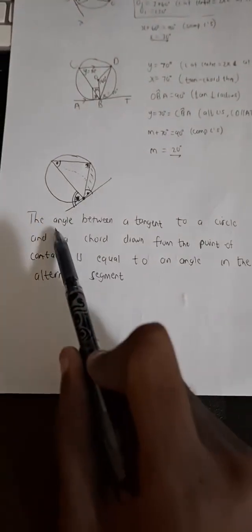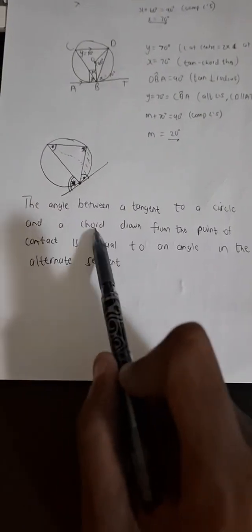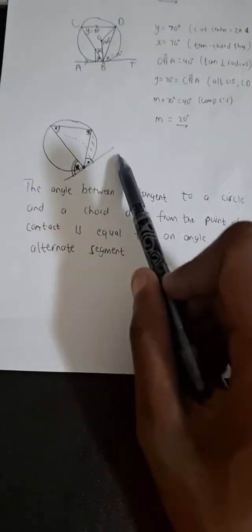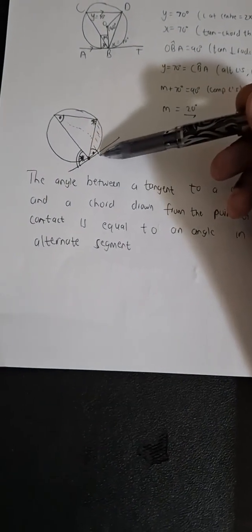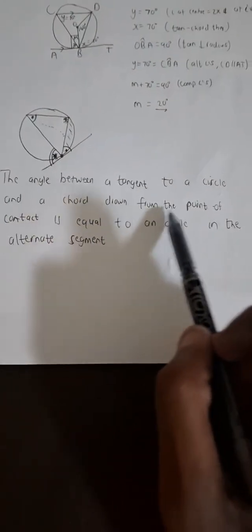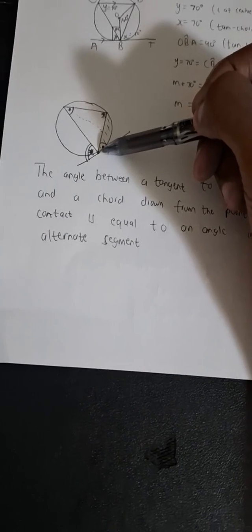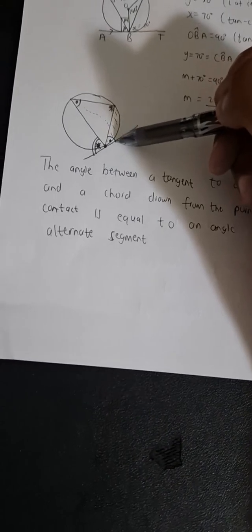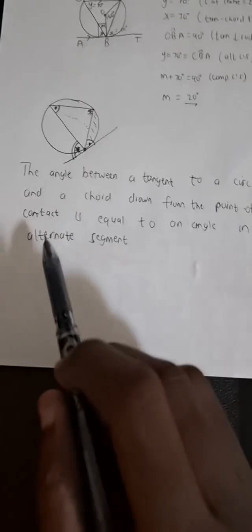Karabo. The angle between a tangent to a circle and a chord. Which angle? An angle there between this tangent and this chord, that angle. Then the angle between a tangent to a circle and a chord drawn from the point of contact. Guys, this is the point of contact, where the tangent and the chord meet. This is the angle formed. That angle is equal to an angle in the alternate segment.